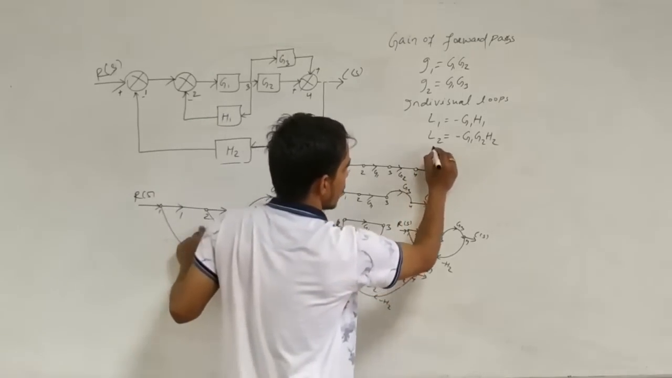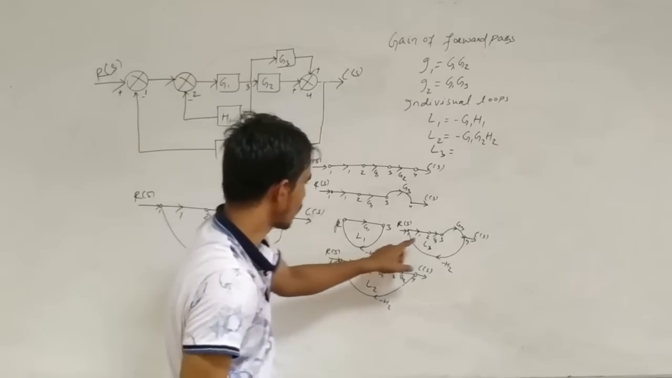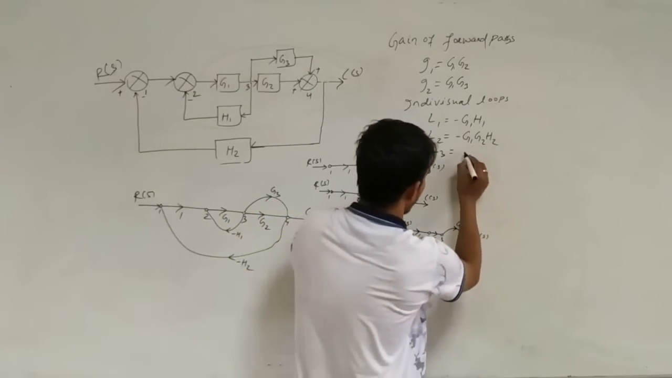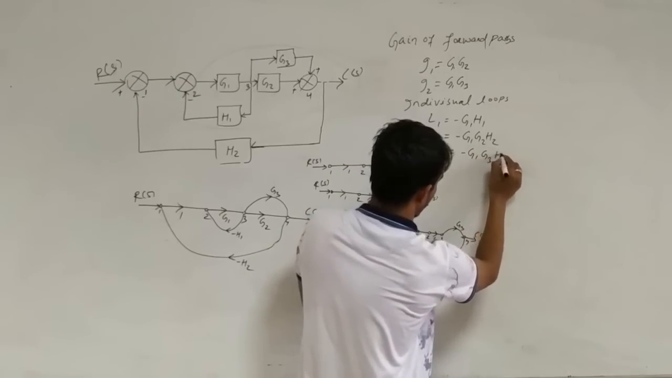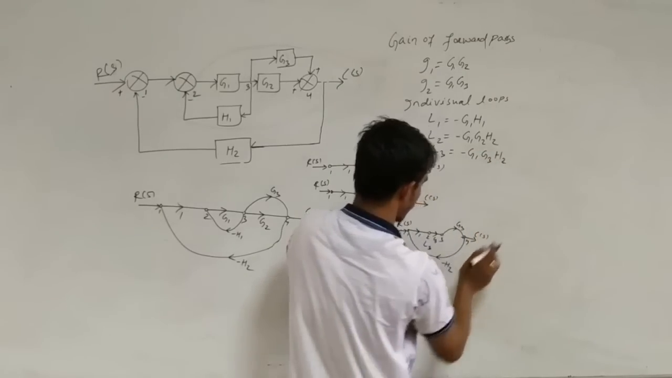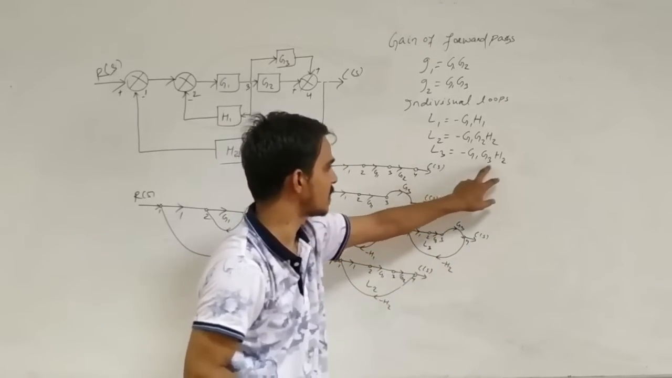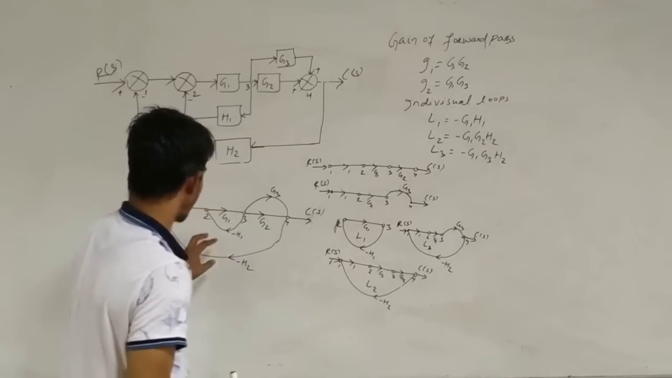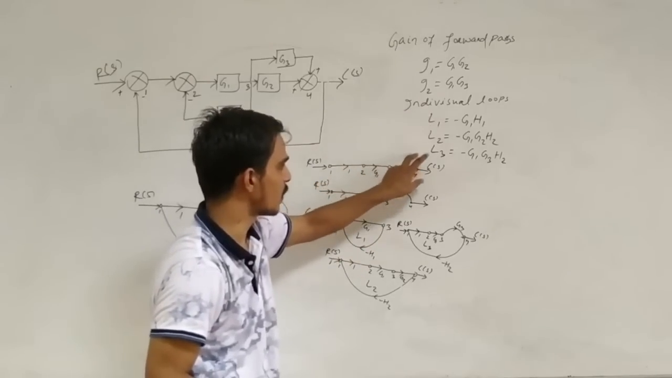So L3 gain will be what? 1 into G1 into G3 minus S2, that is minus G1 G3 S2. Okay, so any other loops are there or not? See, only three loops are there, L1, L2, L3.